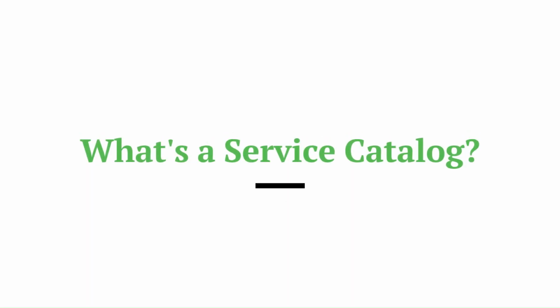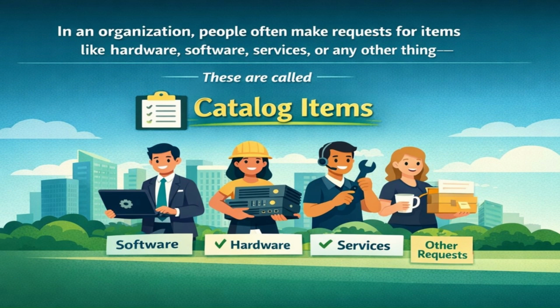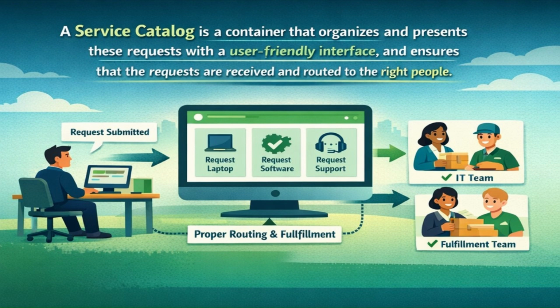So what's a service catalog? Well, in an organization, people often make requests for items like hardware, software, services, or any other thing. These are called catalog items. A service catalog is a container that organizes and presents these requests with a user-friendly interface and ensures that the requests are received and routed to the right people and fulfilled in an organized and recorded manner.